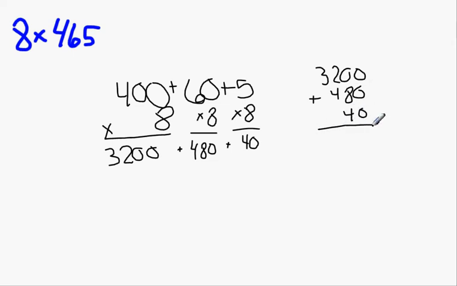So all those products coming together, we just add those together and we get our answer of 0 plus 0 plus 0 is 0. 8 plus 4 plus 0 is 12. 4 plus 2 is 6 plus 1 is 7. And the 3 by itself. So we have 3,720 as our answer.